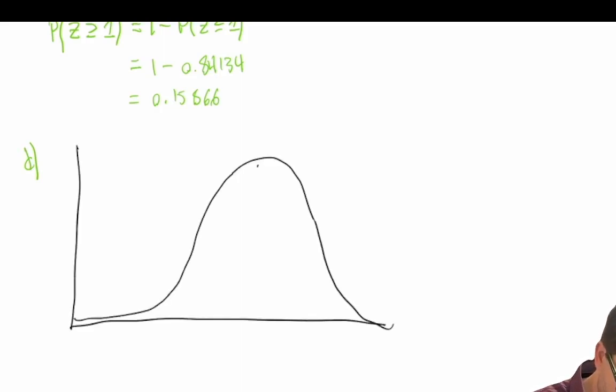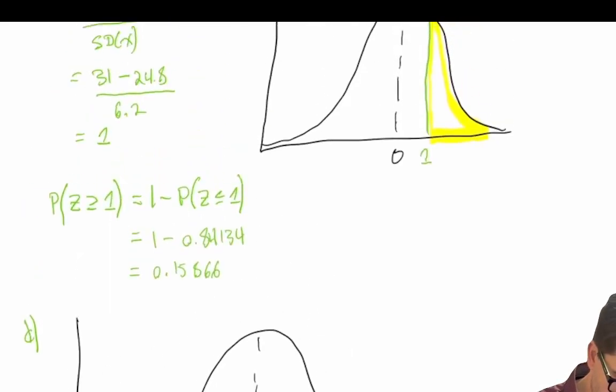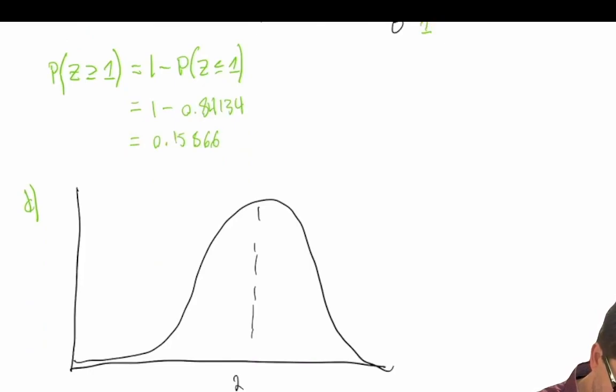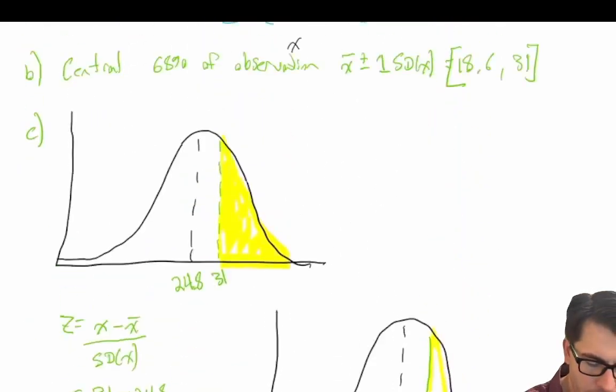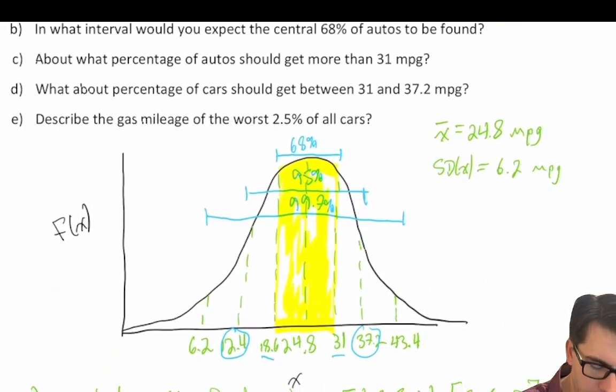We have our normal distribution. Again, we're centered around 24.8 miles per gallon. And then we have our standard deviation. So this was 31 miles per gallon, and then the next one was 37.2 miles per gallon. And the question is asking us, what is the percentage of cars that should get between 31 and 37.2 miles per gallon?